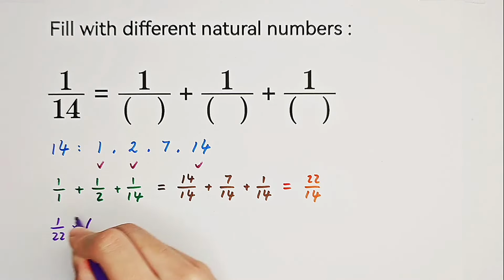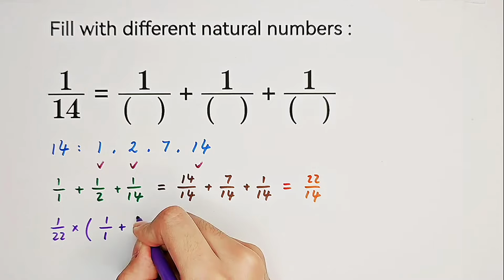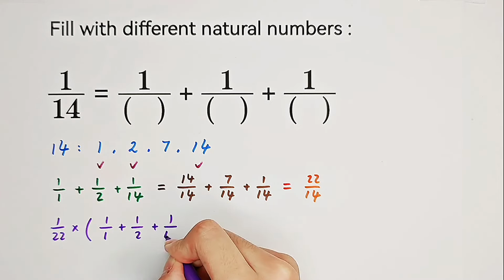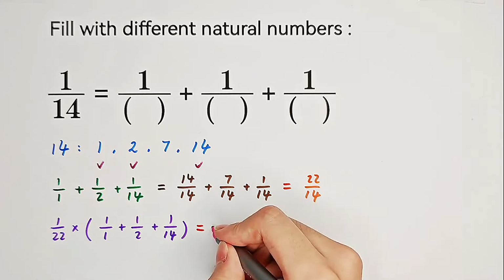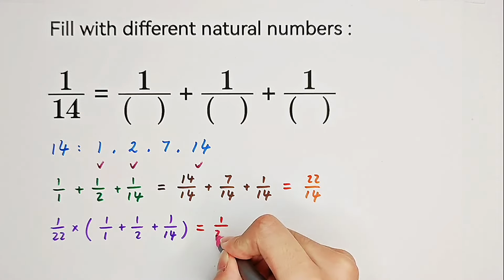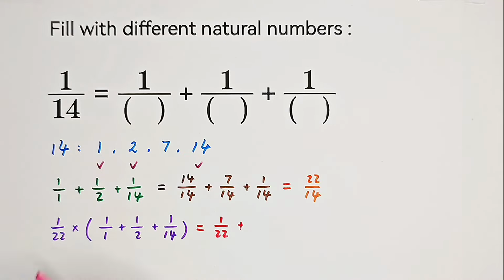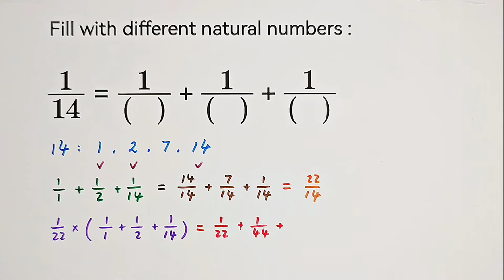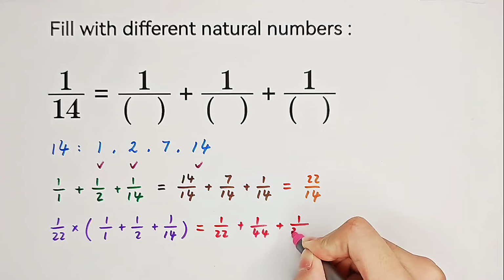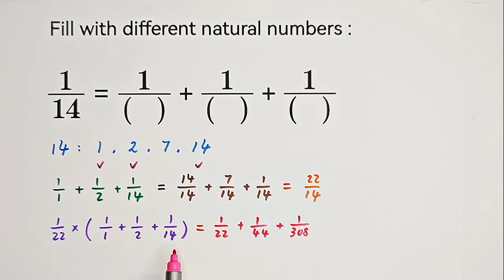1 over 22 times this one, 1 over 1 plus 1 over 2 plus 1 over 14. Okay, this goes will be this one times this one, 1 over 22, plus this one times this one, 1 over 44. And the ugliest one is 1 over 22 times 1 over 14. 22 times 14 is, don't calculate it wrong, it is 308. So this one is this one.